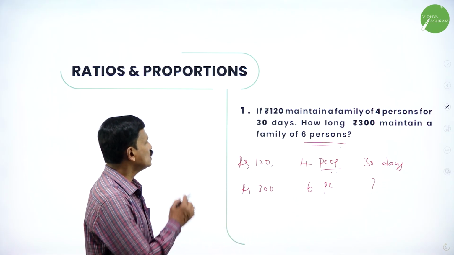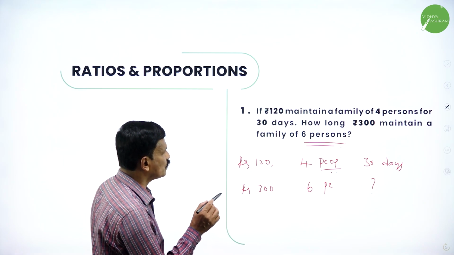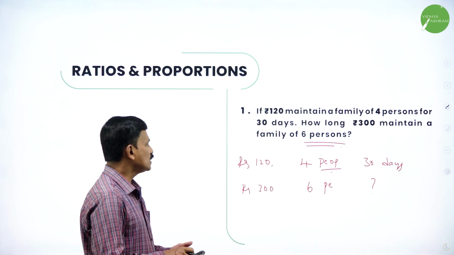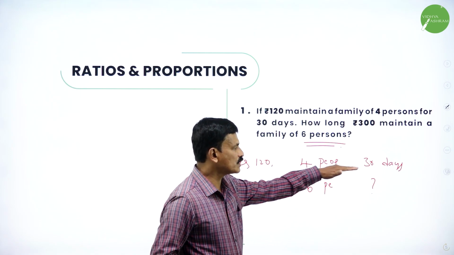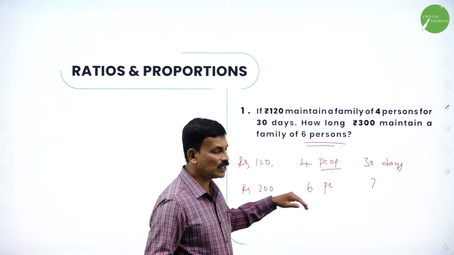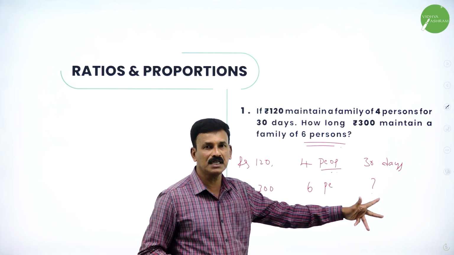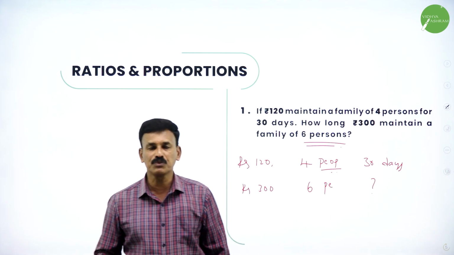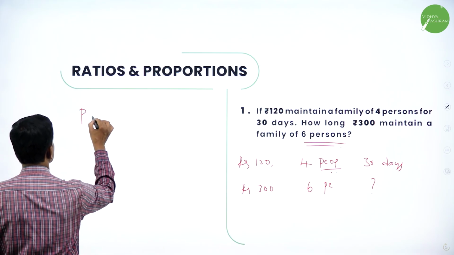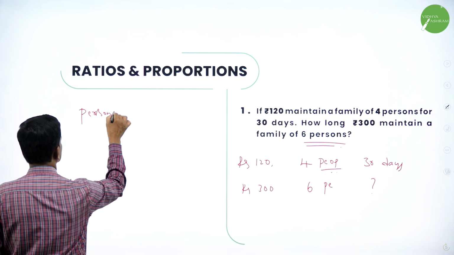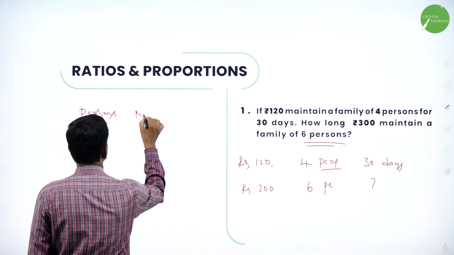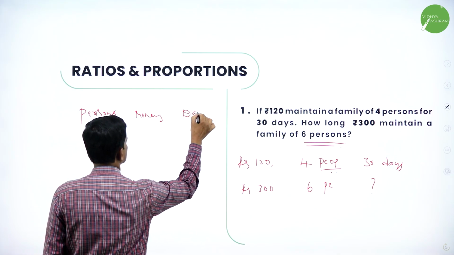See here, rupees 120 maintained a family of 4 persons for 30 days. Now a family of 6 persons will be maintained with rupees 300 for how many days? That is to be determined, right? Very important and simple problem. Now let us write persons first, then money and the days.